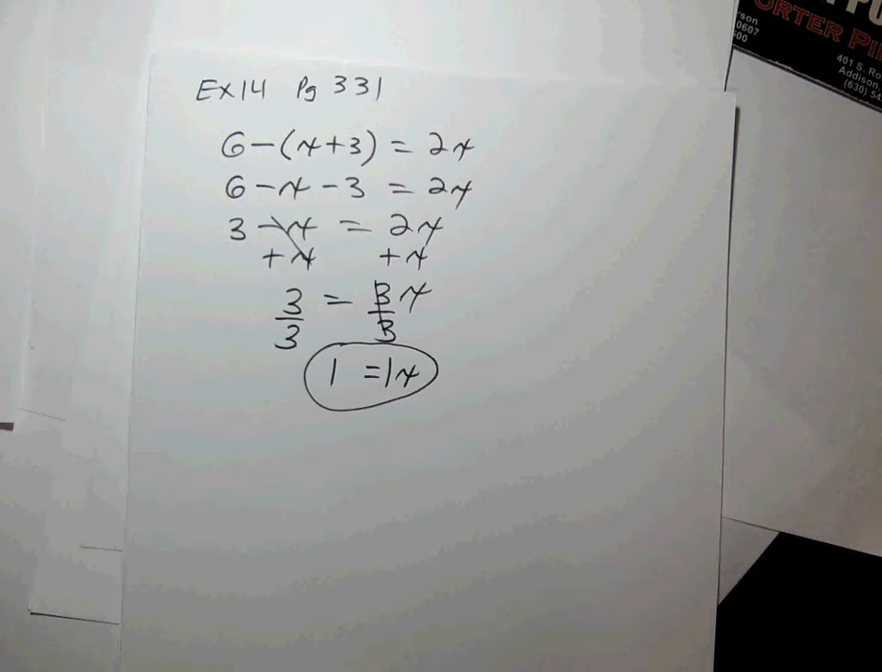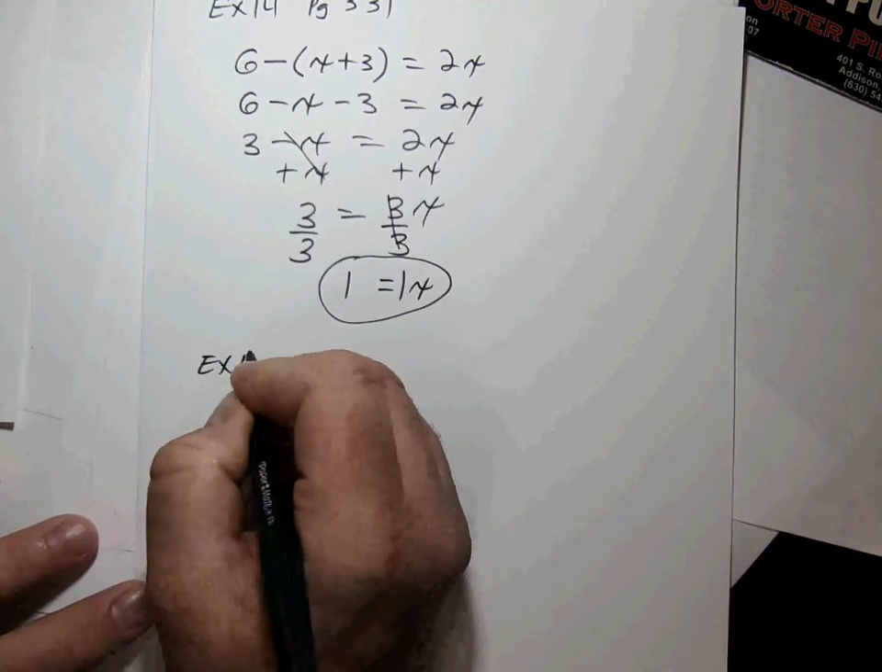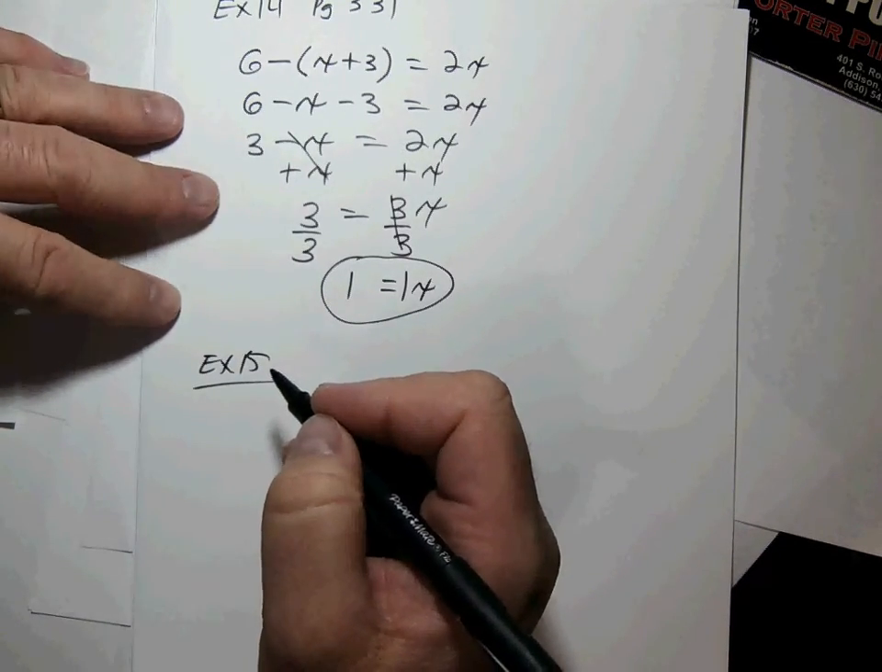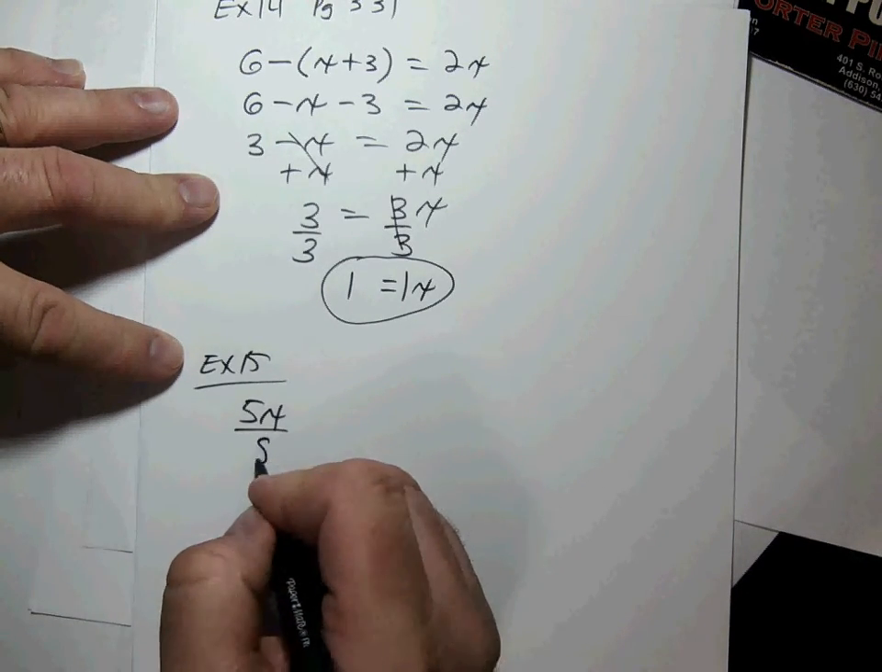Okay, I like it. I like it a lot. Let's see what our next problem has to say for itself. Example 15. We've got an A and a B here. Part A, fractional coefficient. Now let me drive a point home here.